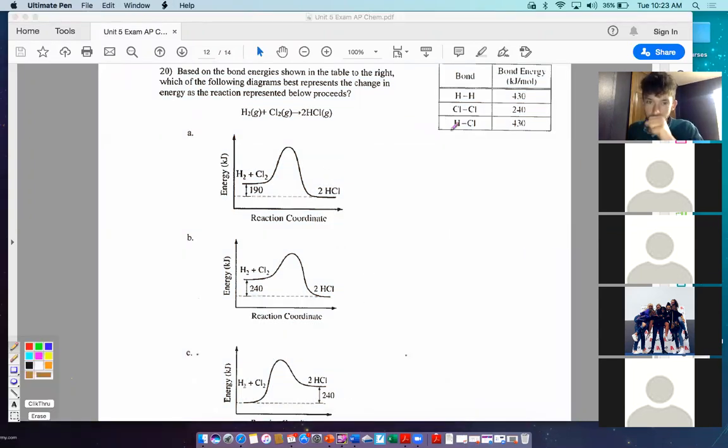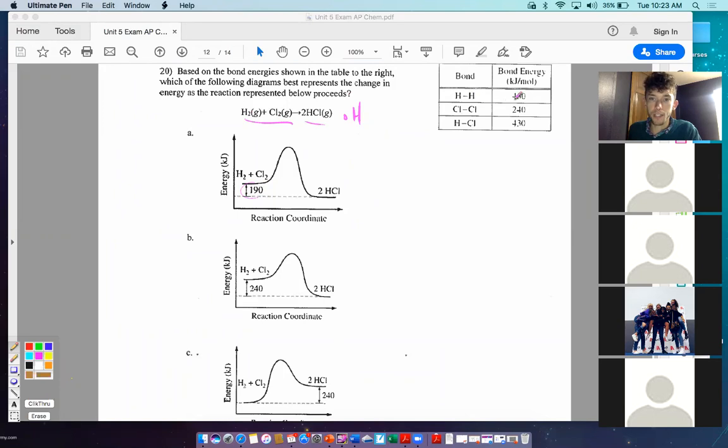Okay. So what I can do is actually figure out the delta H for this process, because the delta H, the overall energy change, shows up in these graphs right here, for example. This would represent a negative delta H of 190. How do I find the delta H when I'm given bond energies? Remember, it's bonds broken minus bonds formed.